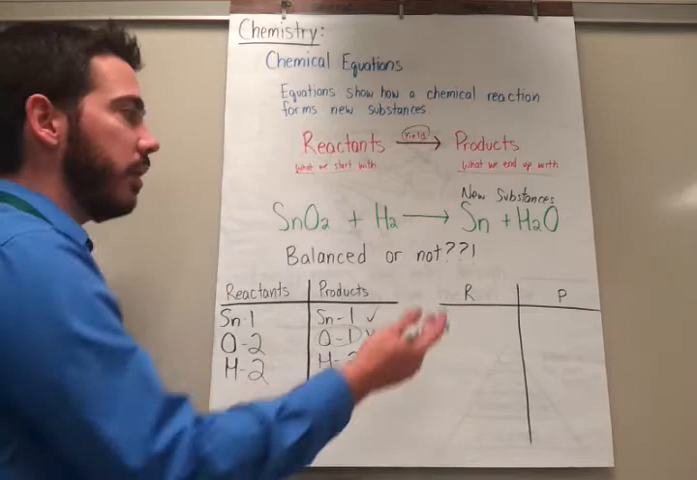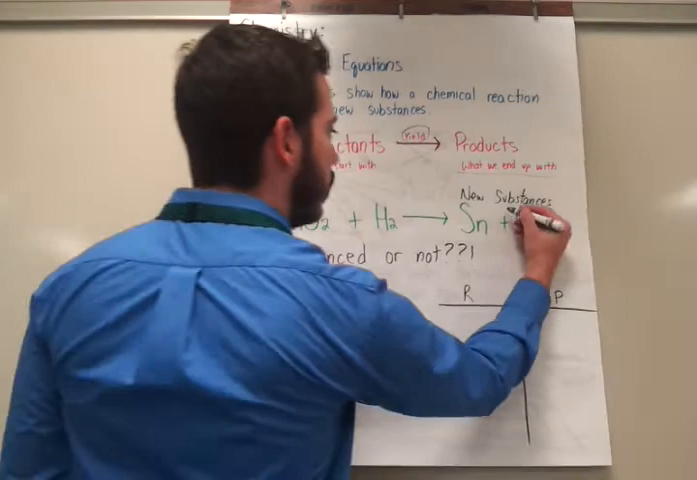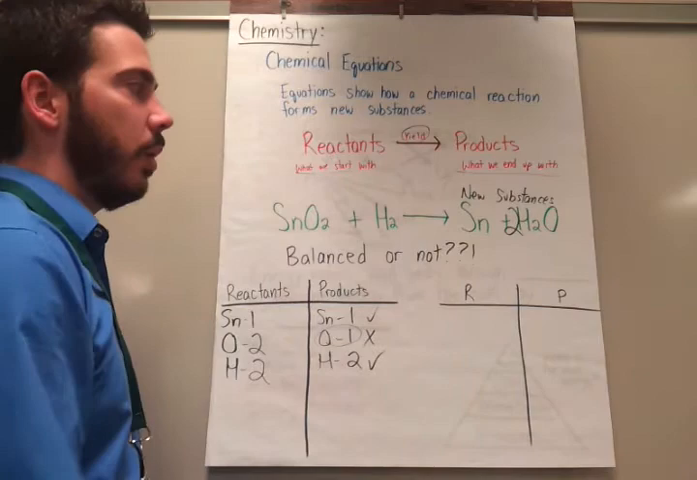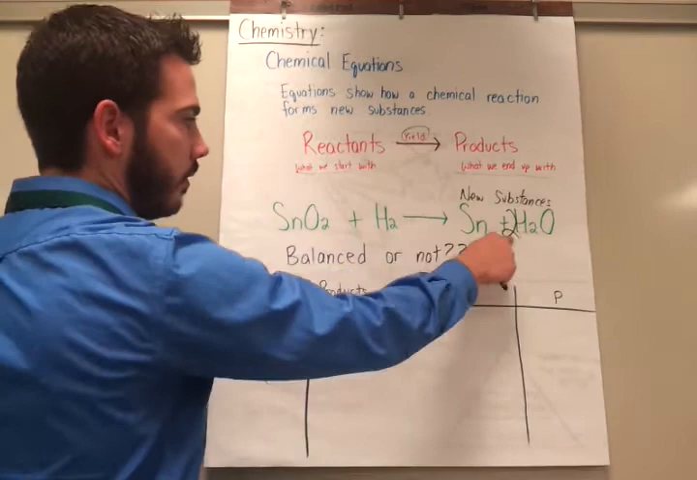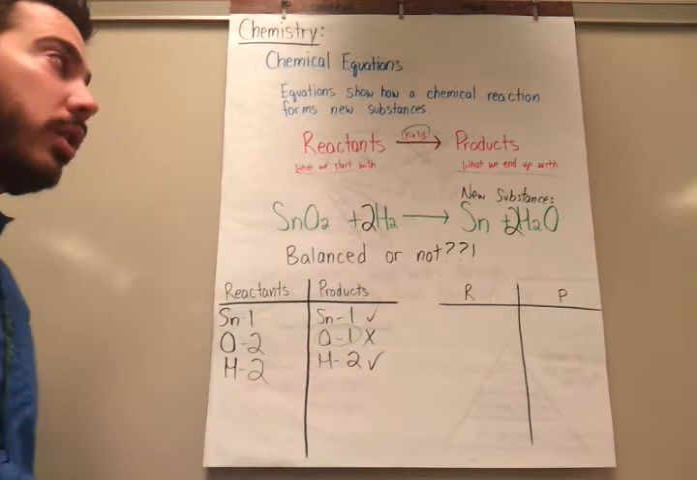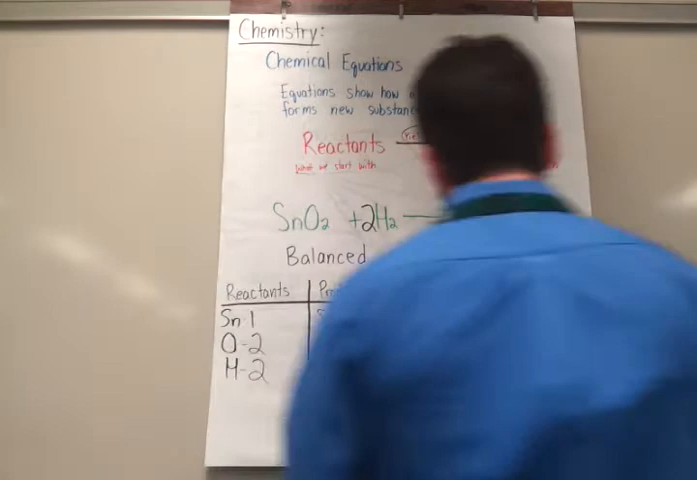So in order to add oxygen, we would add coefficients to determine how many molecules we actually needed. If we add a 2 here, that's going to give us the 2 oxygens that we needed. But now we've got 2 times 2 hydrogens, which is 4. So we can add a 2 over here, and that should theoretically balance the equation. We can verify that by, again, doing the T-chart.